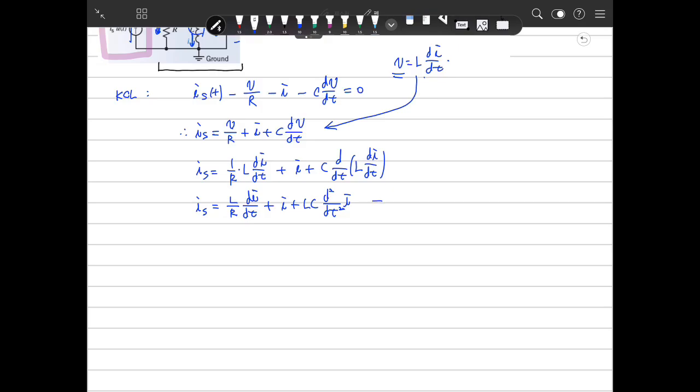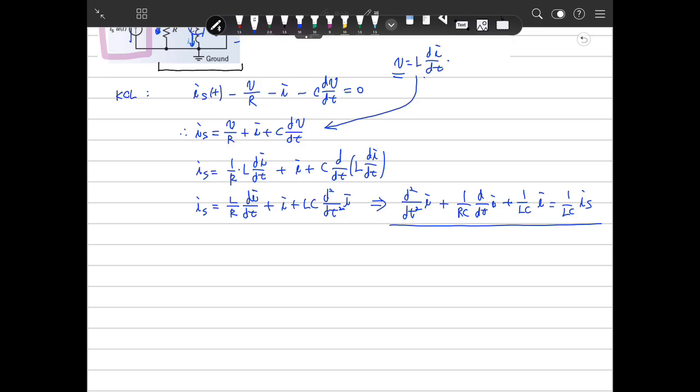So we make it simpler: d squared i/dt squared plus 1 over RC di/dt plus 1 over LC i will be 1 over LC times the source.